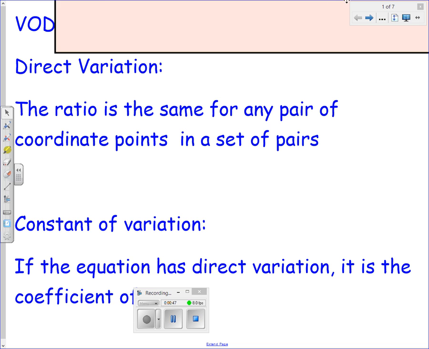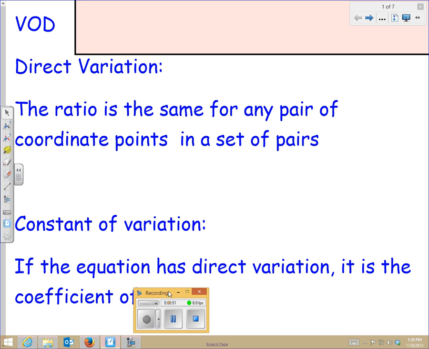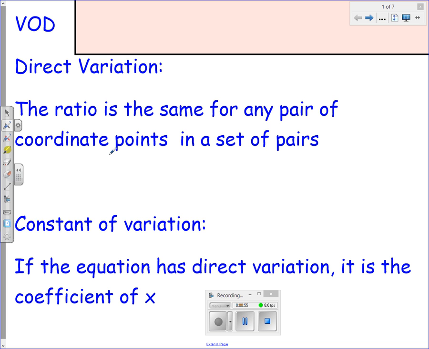Constant of variation, that is your slope, okay? It is that coefficient of the x variable. So again, if we have y equals mx plus b, b has to equal 0. For our constant, it's that coefficient of x, or the slope.